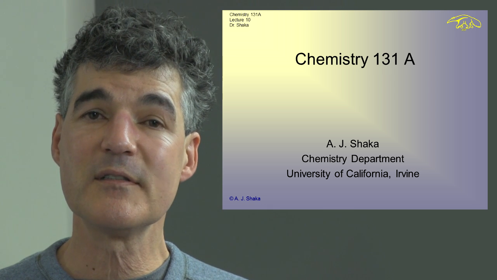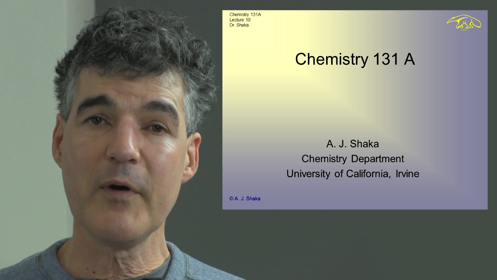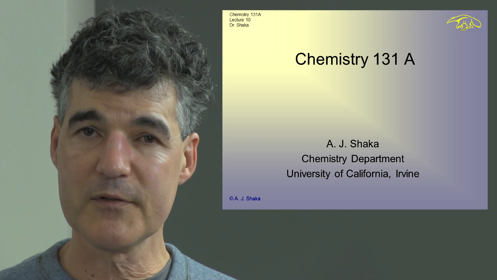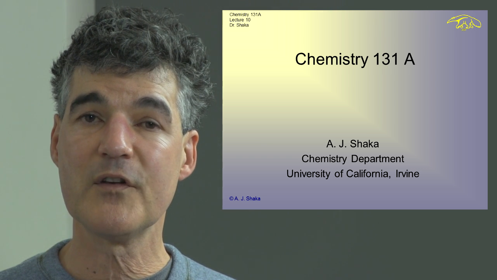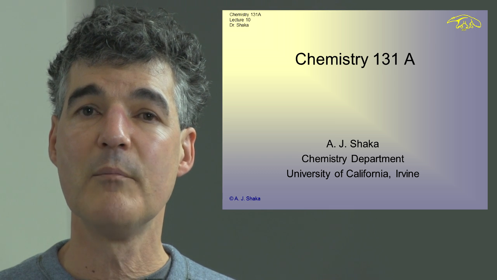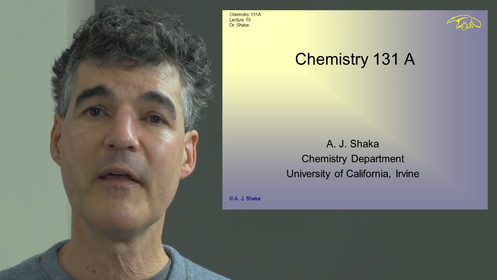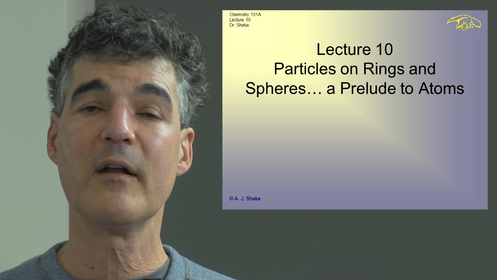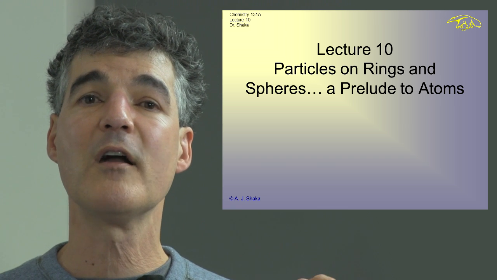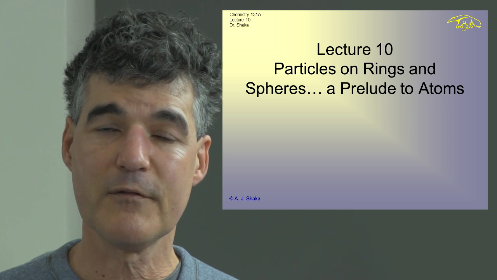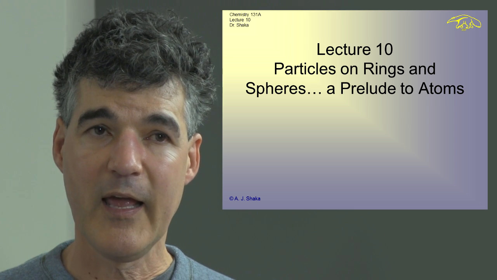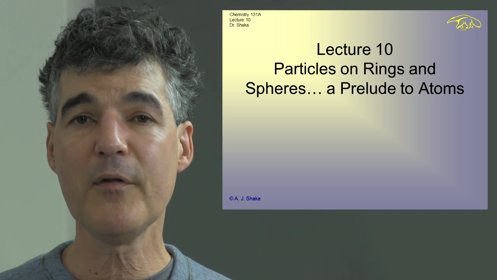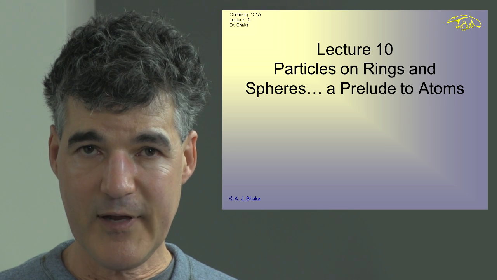And 3 dimensions is the same, and the main weapon we had was that we took a 2-dimensional equation that had 2 variables in it, and we separated it into 2 one-dimensional equations, both of which we already knew the solution to, and then we just substituted in the solution. Today, rather than talking about a particle in a box, I want to talk about a particle confined to a ring, first of all, which will be an interesting thing to solve, and a particle confined to the surface of a sphere. And both these things will be important as a prelude to atoms.